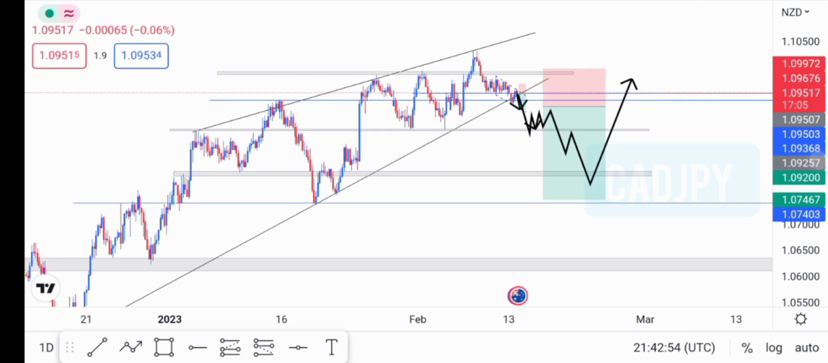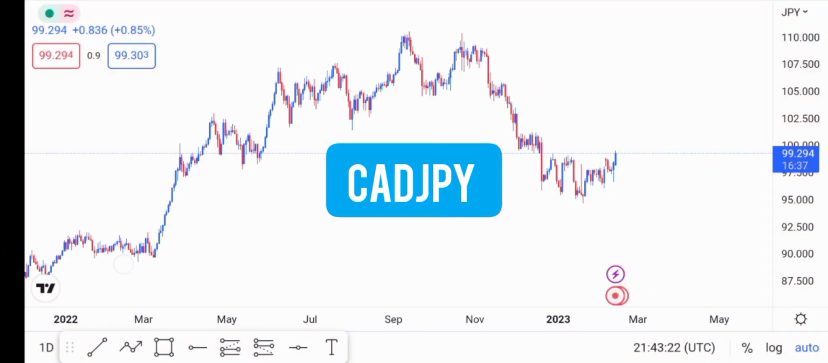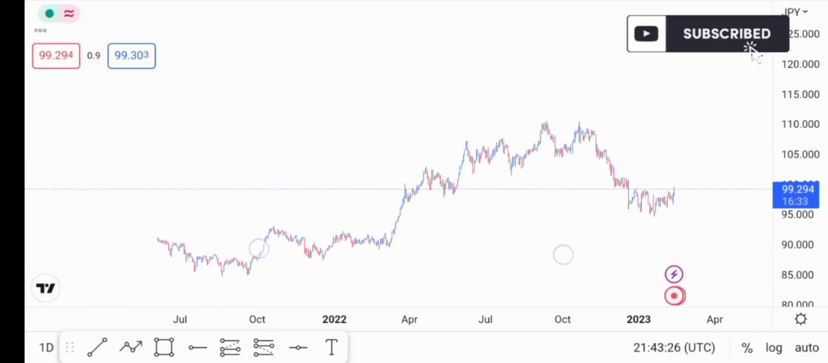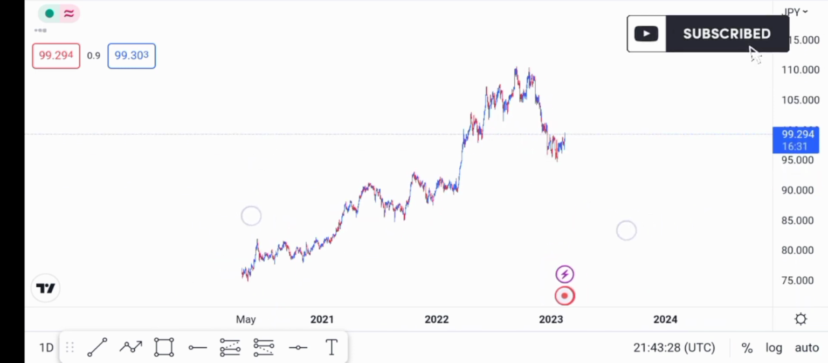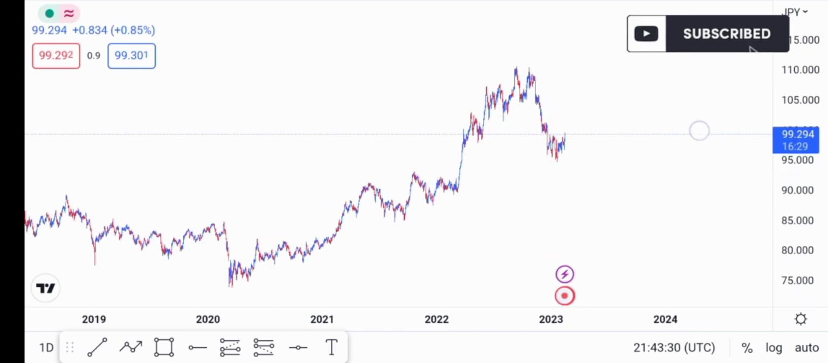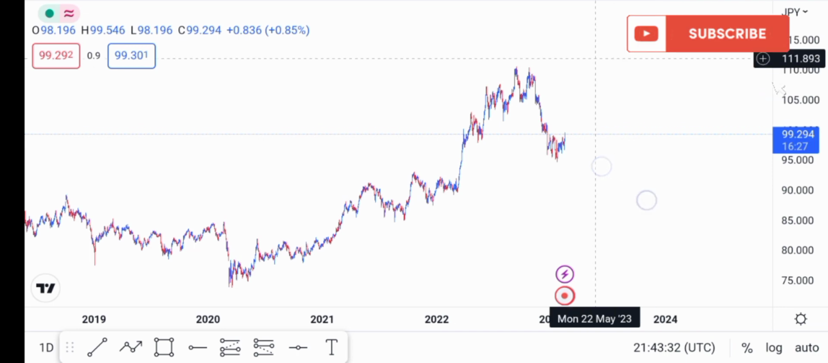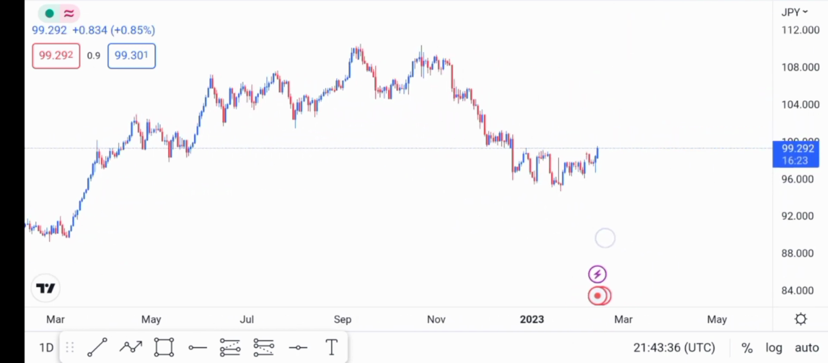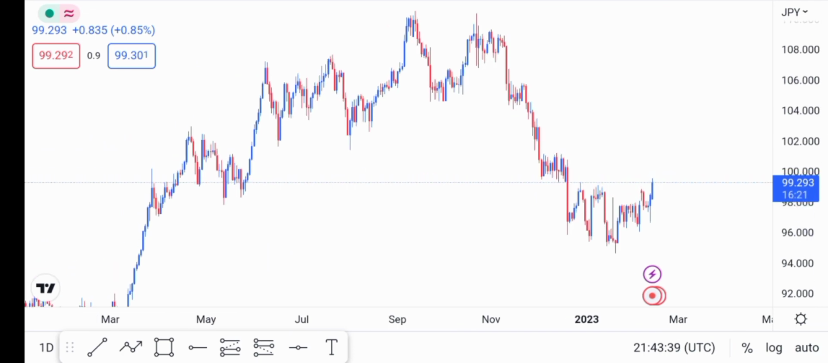Let us move to CAD JPY. Okay, so now you're on CAD JPY on the daily time frame. I'm just gonna zoom out a little bit so you can see the whole chart. So this is what you have. We are going to focus around this area here, still on the daily time frame. So let us mark out the levels that we are seeing on the market. Let me just adjust my chart.